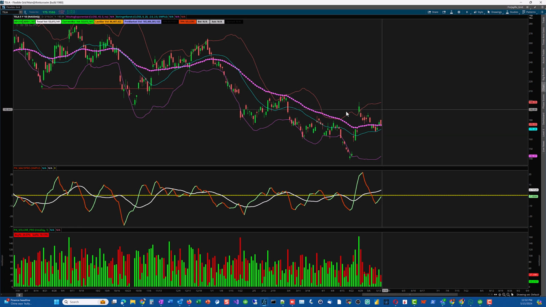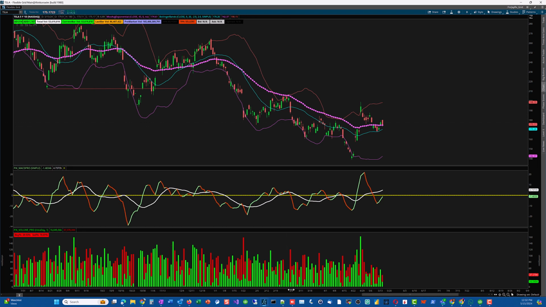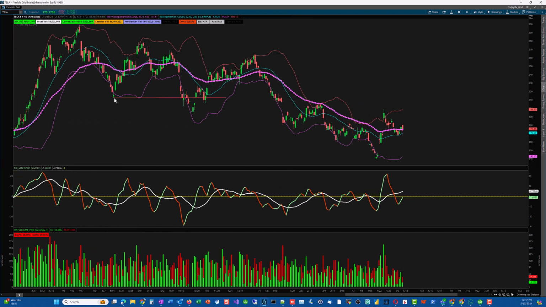Now, one thing I want to caution is the fact that we have been making lower lows, lower low here, lower low here, lower low here, right?